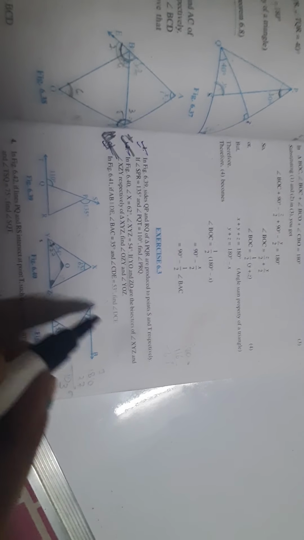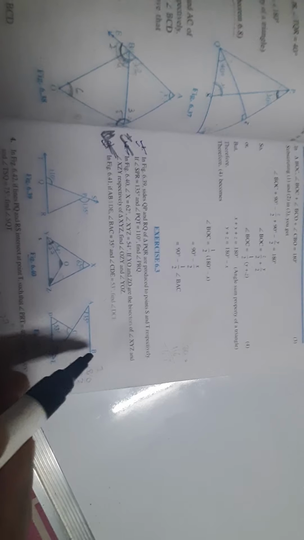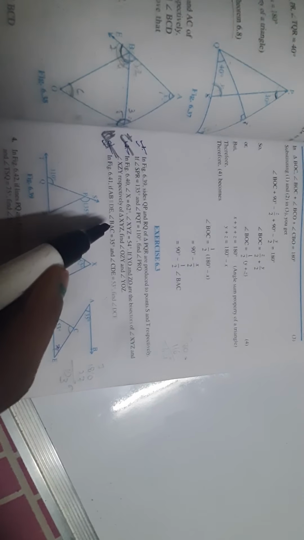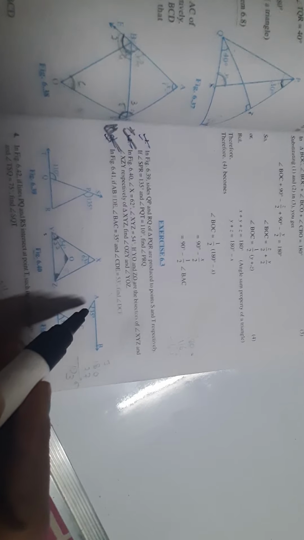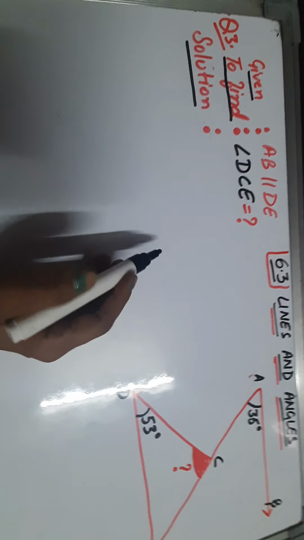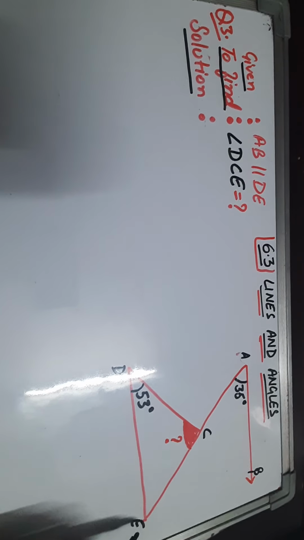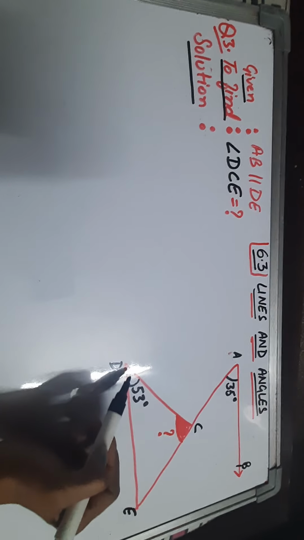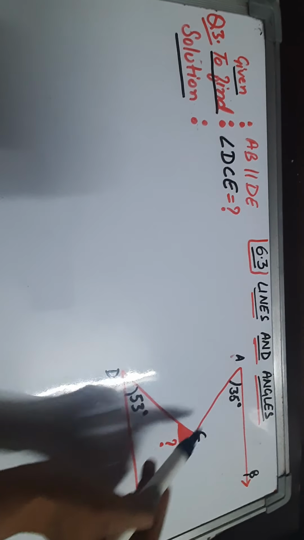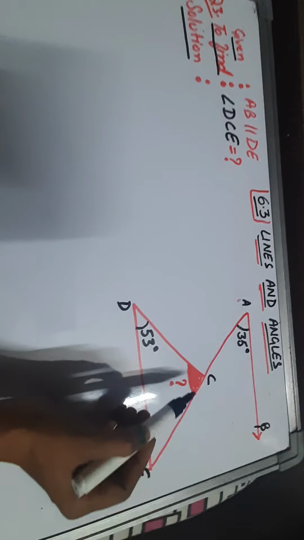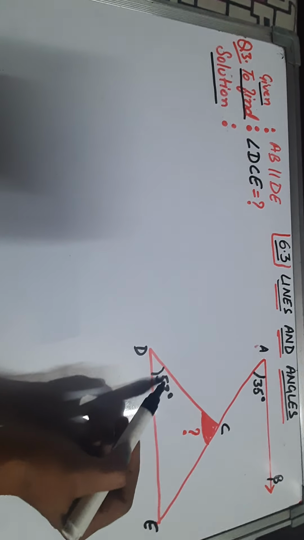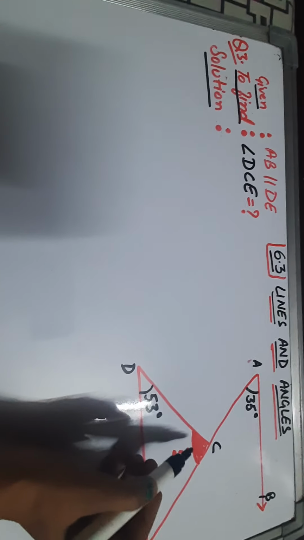So dear students, in question number 3, in figure 6.41, a figure is given to you. If line AB is parallel to DE, and angle BAC is 35 degrees and angle CDE is 53 degrees, find angle DCE. So this is what is given to us: AB parallel to DE. So this line is parallel to line DE. And we need to find angle DCE, where angle BAC is 35 degrees and angle CDE is given to us as 53 degrees.